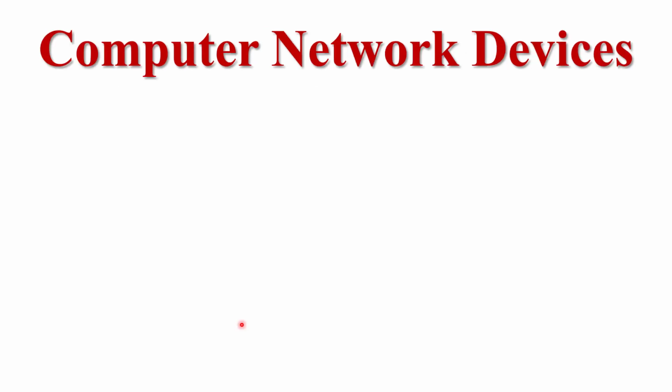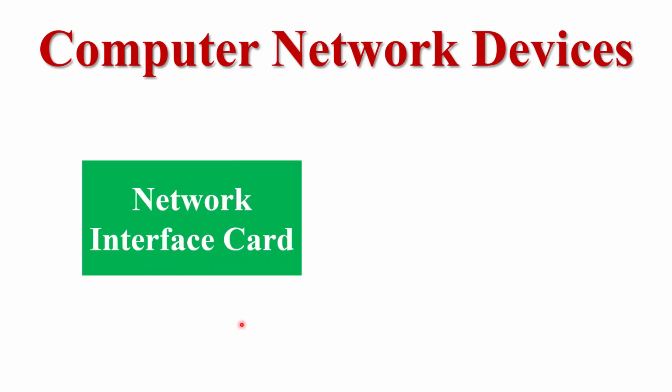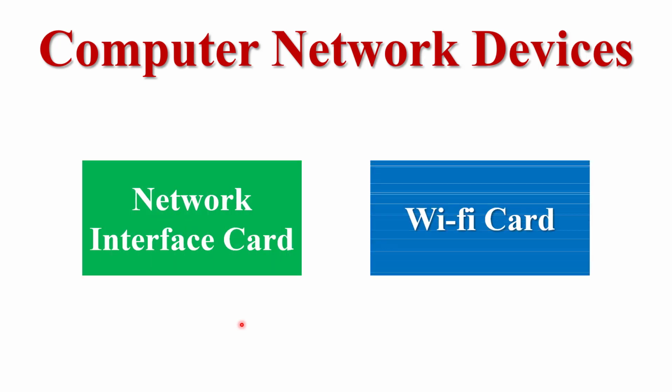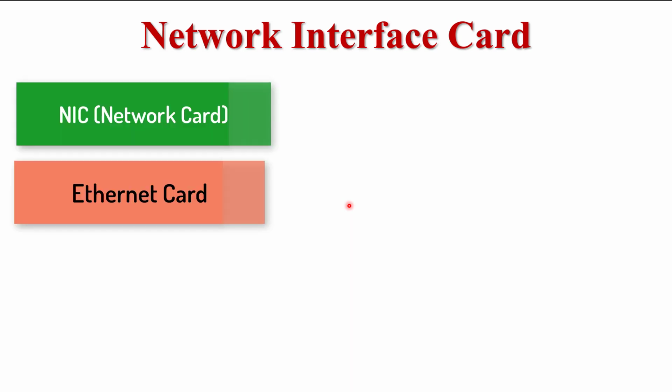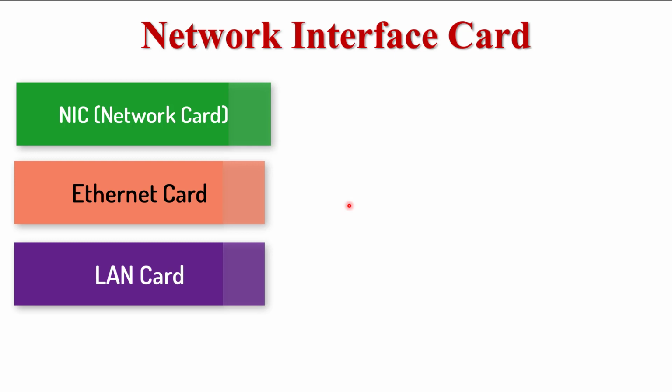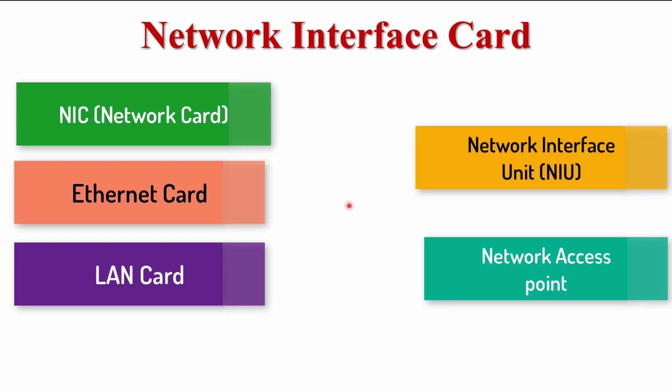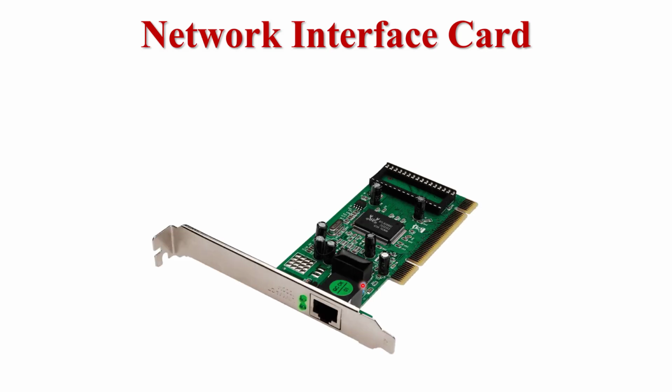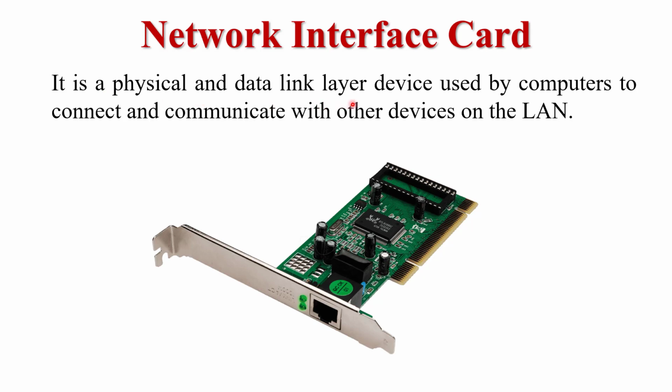Before I discuss the various types of computer networking devices, two components within a network are very important. The first component is the network interface card and the second component is the Wi-Fi card. First I discuss the network interface card, also known as NIC card, Ethernet card, LAN adapter card, network interface unit or network access point. These are the various names of the network interface card. The network interface card looks like this and it is a physical or data link layer device used by computers to connect and communicate with other devices on the LAN.